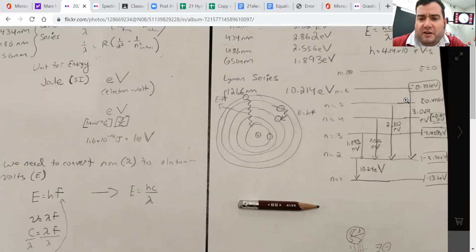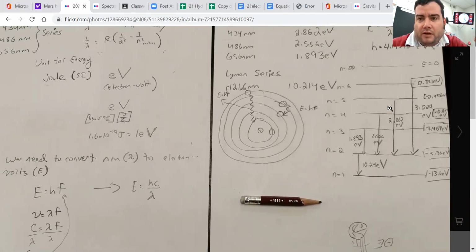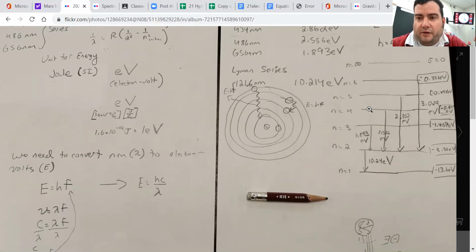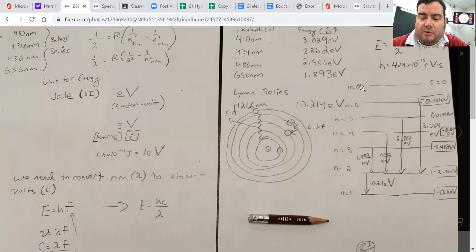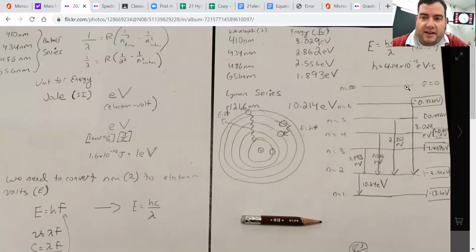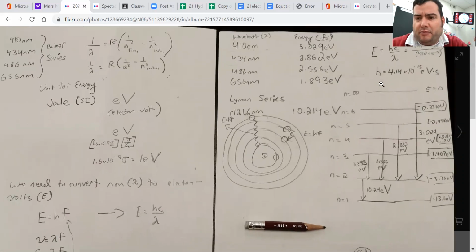The only other piece of the puzzle we need is a 0 point. What is the 0 point for energy? What is 0 electron volts? And when we talk about atoms, we say infinitely far away, an electron infinitely far away from the nucleus, or ionized, is the 0 point. You've seen something like that before.